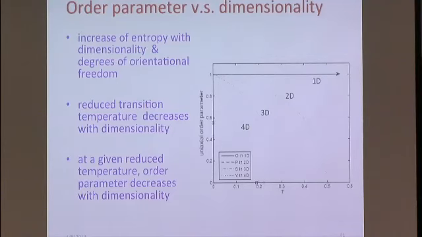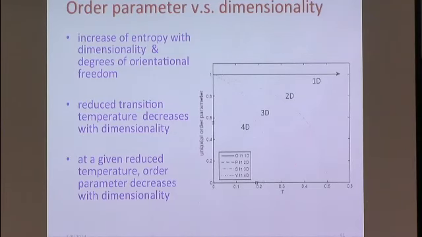Because of the increasing dimensionality, there are more degrees of orientational freedom. That will cause an increase of the entropy. Because of the increasing entropy, the nematic phase will be harder and harder to form. This will result in the reduced transition temperature decreasing with dimensionality.